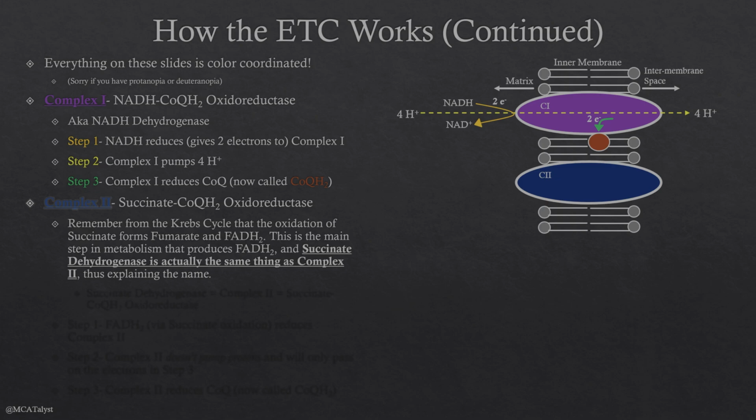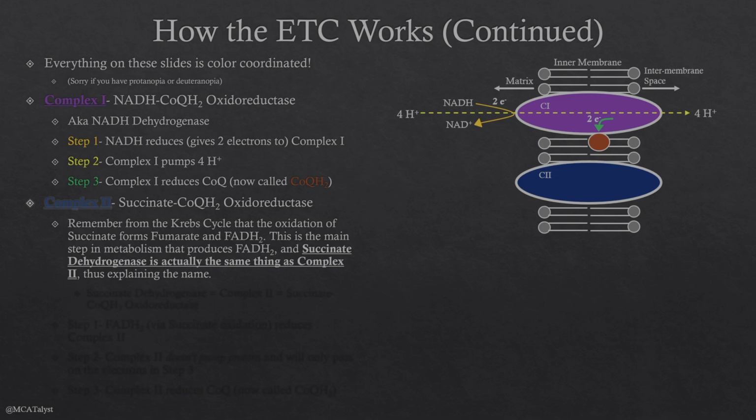Basically, remember that from the Krebs cycle that we talked about in the last video or the last portion, depending on which form of my video you're watching, the oxidation of succinate forms fumarate, and in doing so is going to produce FADH2. So just as a shortcut, the succinate dehydrogenase enzyme is actually the exact same thing as complex 2. Basically, succinate is going to form fumarate and FADH2 right at this complex so that FADH2 can be right there in the exact same spot in order to actually give the electrons to complex 2.